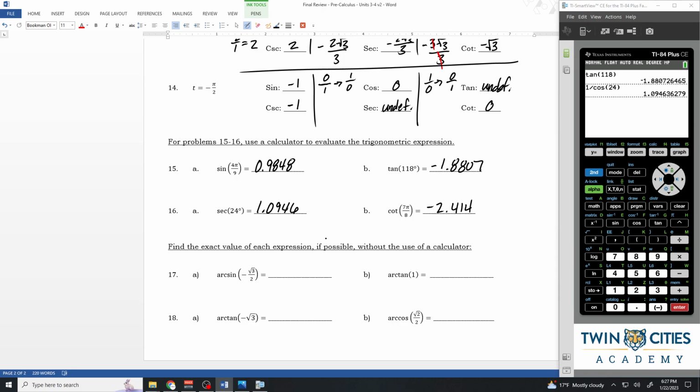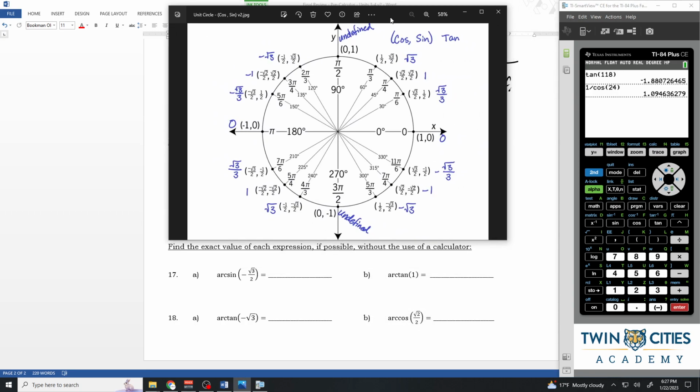All right, lastly, find the exact value of each expression if possible, without the use of a calculator. Okay, so let's bring up a unit circle. And I want to find the arc sine of negative square root of 3 over 2. So what we learned in the section that we did this, the arc sine and the arc tangent use the right half of the circle, and the arc cosine uses the top half of the circle. That's due to the domain restrictions that we have.